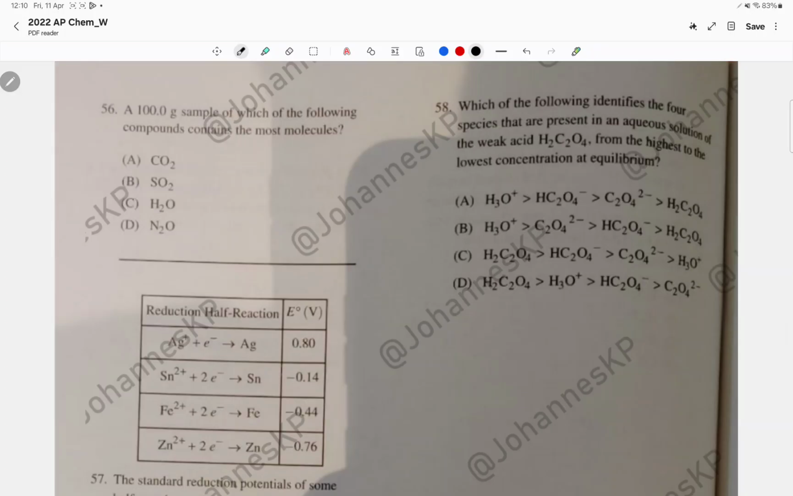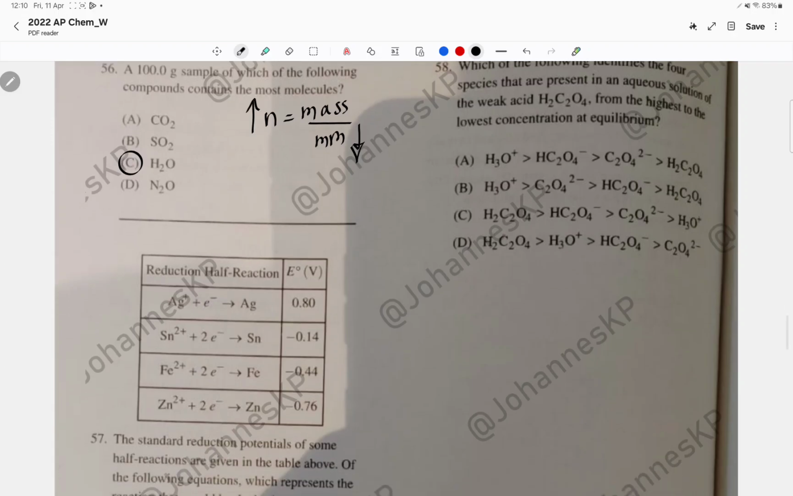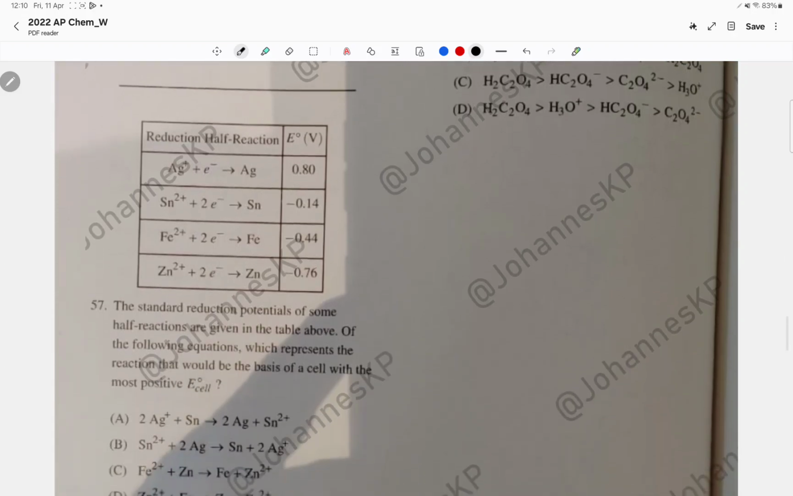Nice. The most molecules means the most moles. So which one here has the most moles with that mass? So look, mole is equal to mass over molar mass. If you want to have the most moles, you must have the least mass. I mean, the least molar mass, H2O, exactly. It's 18. Very sick. Okay, 57.